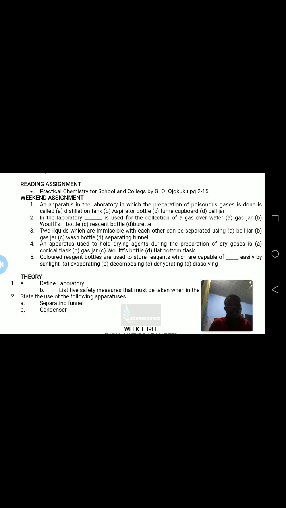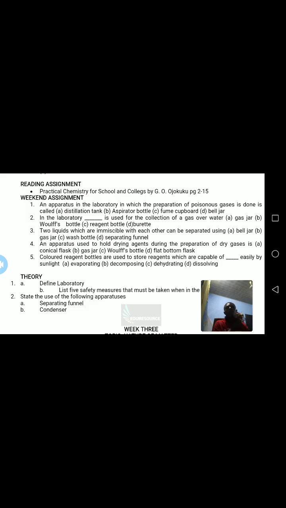Number 4. An apparatus used to hold drying agent during the preparation of dry gas is called dash. A. Conical flask. B. Gas jar. C. Wolf's bottle. D. Flat bottom flask.